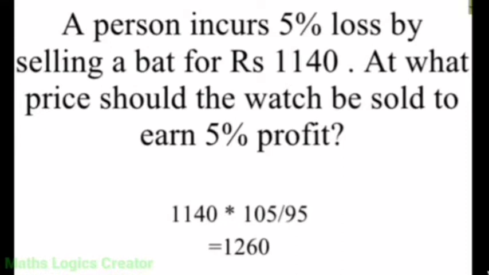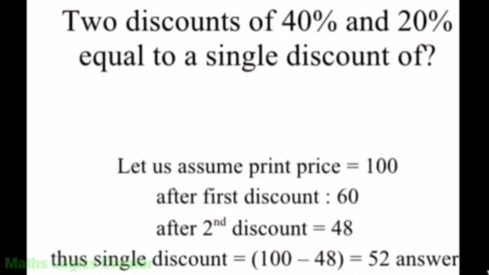Okay, the next question: a person incurs 5% loss by selling a bat for 1140. At what price should it be sold to earn 5% profit? Simply, he's asking: 95% is 1140, so 105% is how much? Remember to solve questions like this without lengthy calculations. The step is 1140 into 105 by 95. So the answer is going to be 1260. This question is very important for the railway exams as well as bank exams.